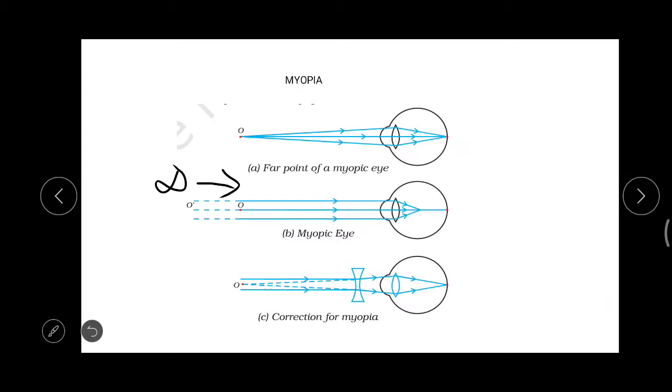So how can we correct this myopia? By using a concave lens of a particular power, we can correct this myopia. In diagram C you can see that concave lenses are diverging lenses, isn't it? So the lens first diverges the light rays, and after that they reach the eye lens. The convex eye lens then converges them and the image is formed on the retina.